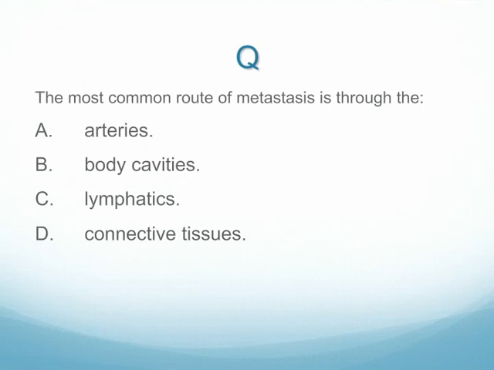The most common route of metastasis is through the arteries, body cavities, lymphatics, or connective tissue. Of course, the correct answer would be lymphatics. The most common route of metastasis is through the lymphatic system.